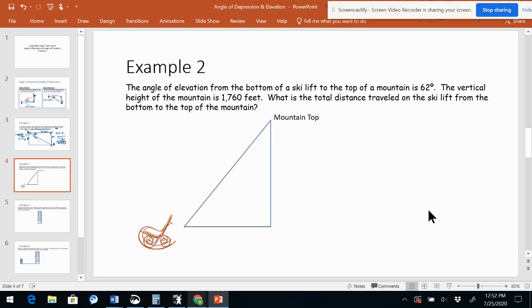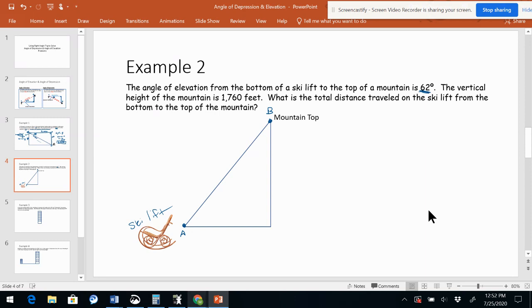In this case, we have the angle of elevation from the bottom of a ski lift to the top of a mountain is 62 degrees. So I have the bottom of the ski lift. I already started the drawing here. This is the bottom of my ski lift, A. So this is my ski lift. And the top of my mountain here is B. It said the angle of elevation is 62 degrees.